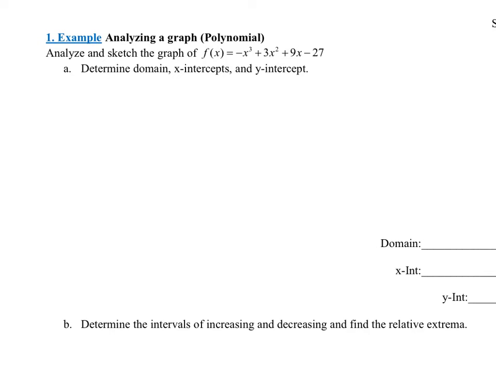Right, so let's look at our first example. We're going to start off with a polynomial function. What we want to do, the whole goal of the problem, is to analyze and sketch the graph of f of x equals negative x cubed plus 3x squared plus 9x minus 27, again, using no technology whatsoever.